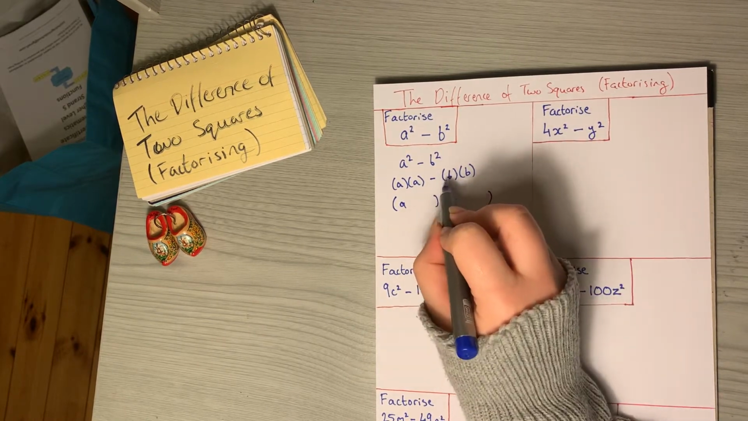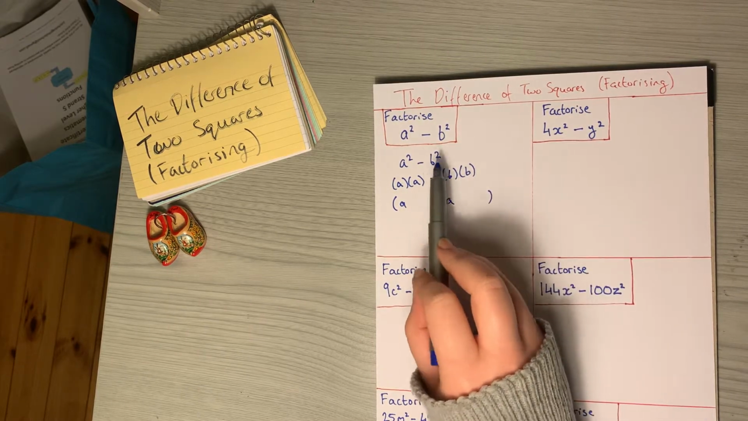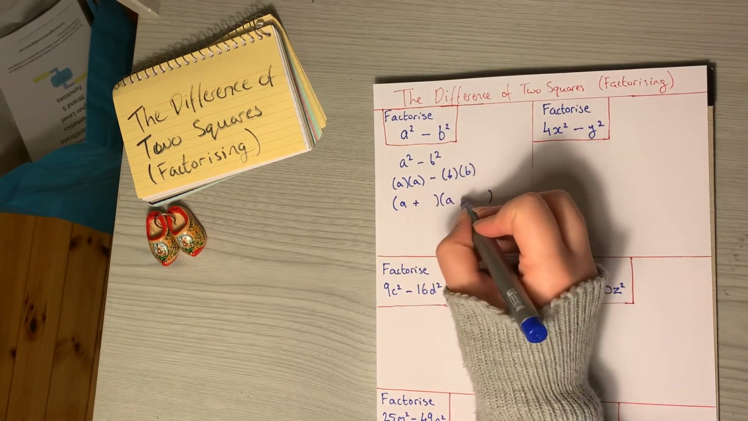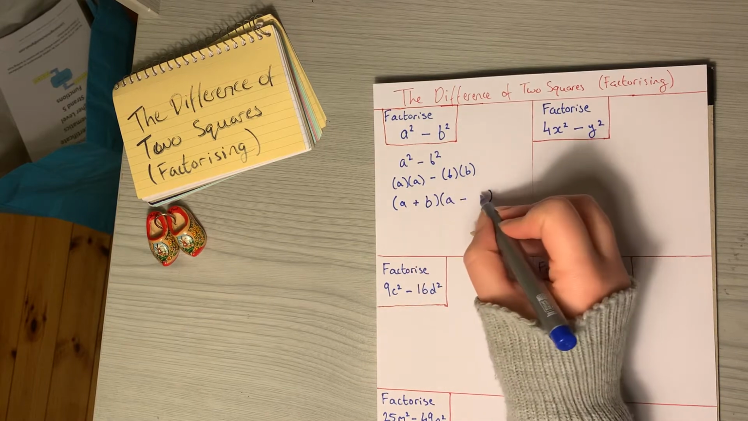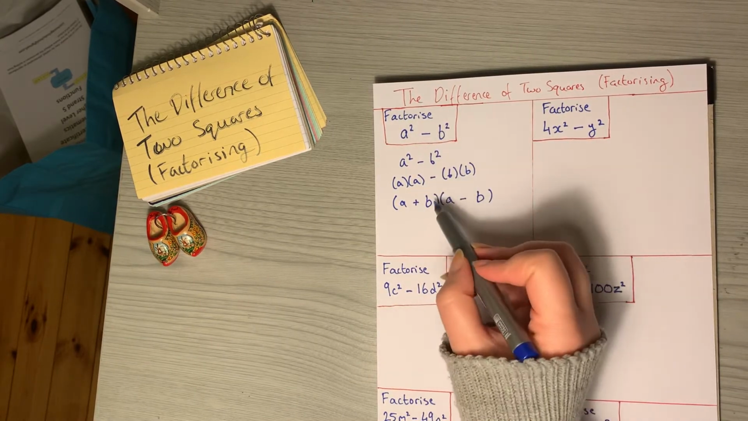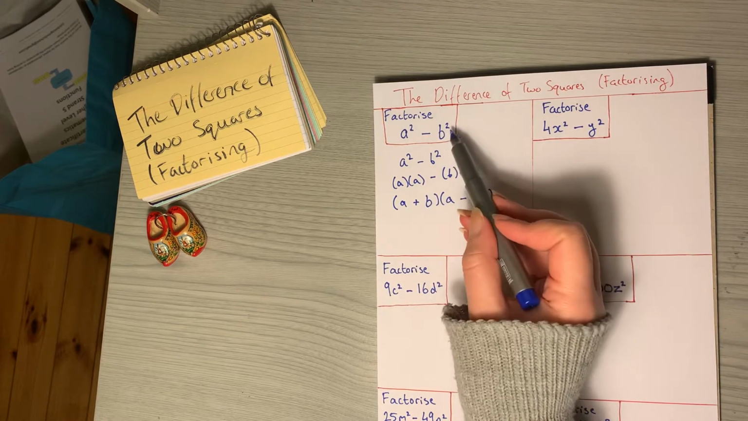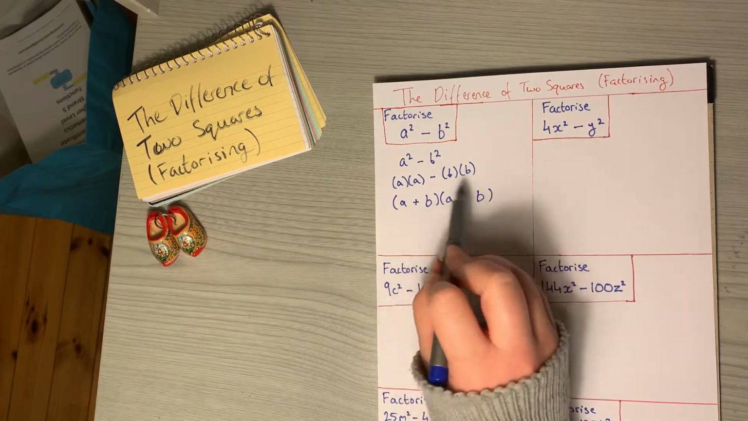And then one of our b's has to be negative and the other has to be positive for us to get a minus b squared. So we make one of the brackets have a plus sign and the other have a minus sign. And then we throw our term that will multiply by itself to give us b squared there. So that is how we factorize the difference of two squares.